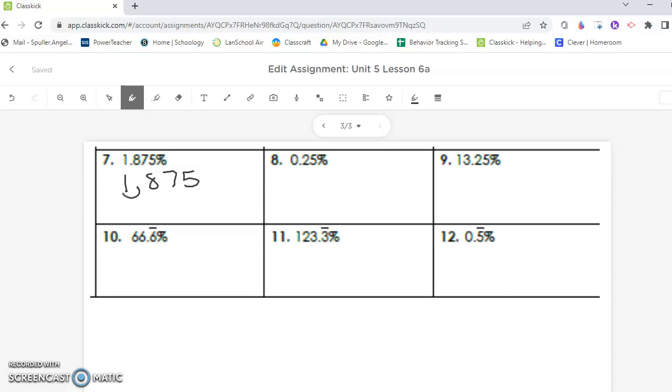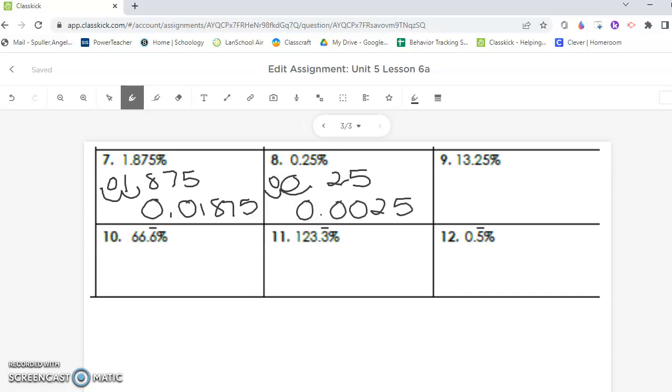All right, for this one, you should have said 1.875. 1 spot, 2 spot, oop, gotta fill it. So it would have been 0.01875. Here we have 0.25. 1, 2, put a 0, so it would have been 0.0025. 13.25. 1 spot, 2 spots, so 0.1325.